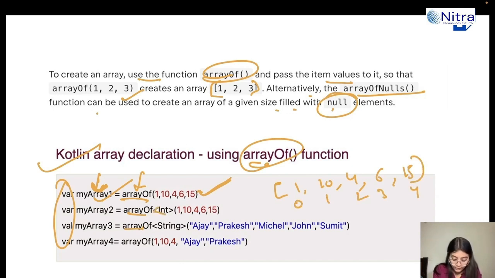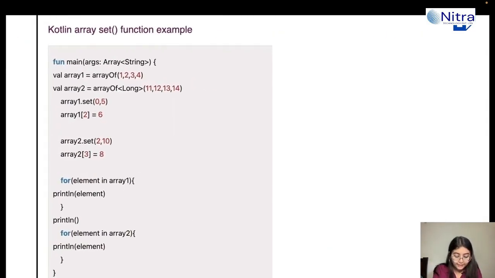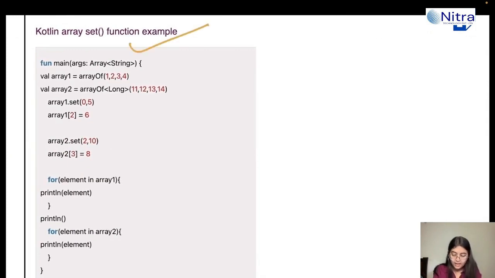And then arrayOf Int, same thing. arrayOf String; in angle brackets you can pass the type as well. So here you have the array of strings, and then an array of a mix of integer and string values. Perfect. And here an array set function example is given. Basically this is your function main, right? Some argument here, args is the name of the variable and this is its type, with opening and closing brackets.